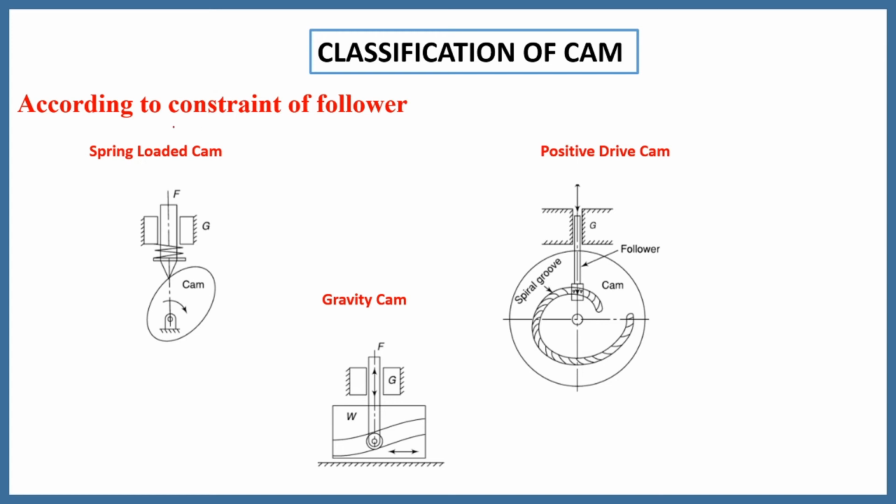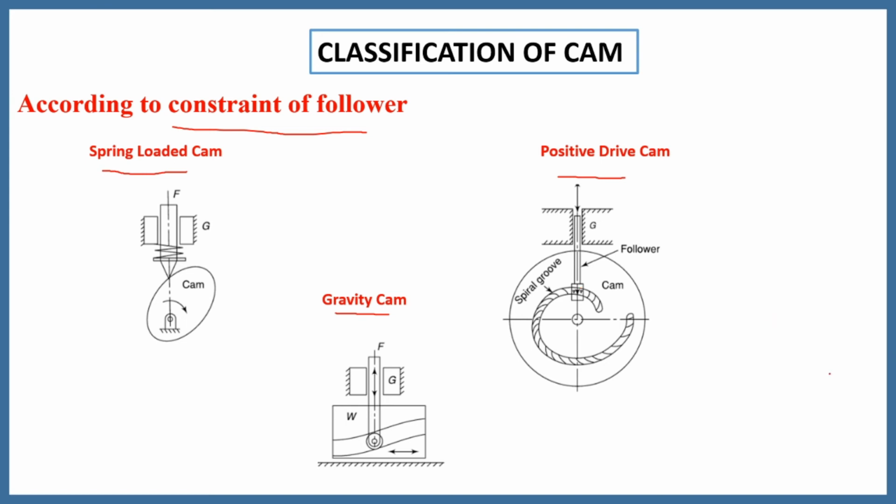Next one is according to the constant motion of the follower. There are three types of cam: the first one is the spring cam, the second one is the positive drive cam, and the third one is the gravity cam. In the spring-loaded cam, the contact between cam and follower is maintained with the help of the spring force. That's why it is called the spring-loaded cam.